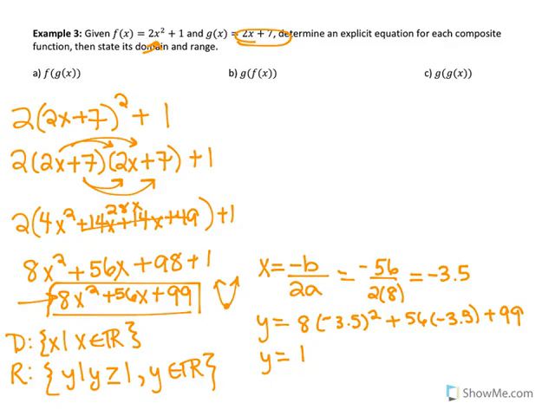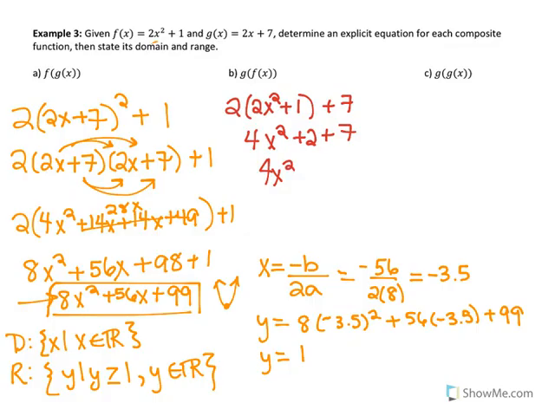Okay, g of f of x. So we're going to plug f of x now into g. So this one's a little bit less work. So we're going to go 2, and then I'm going to write 2x squared plus 1 plus 7. So we have 4x squared plus 2 plus 7. So we have 4x squared plus 9.